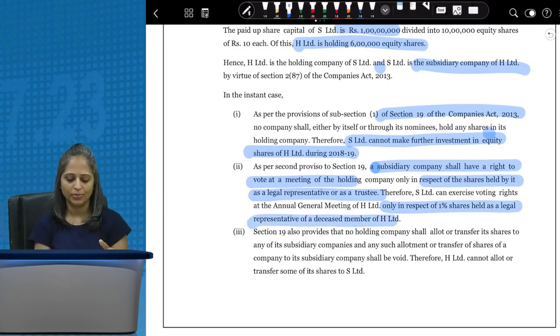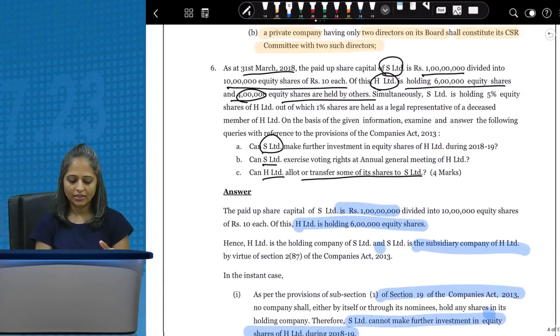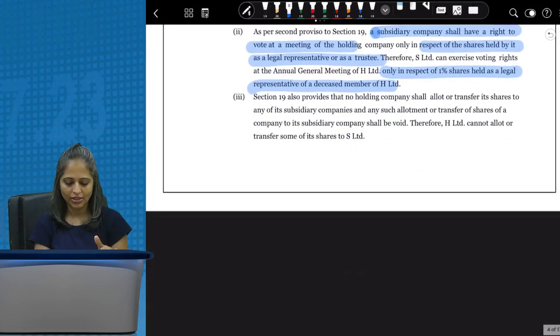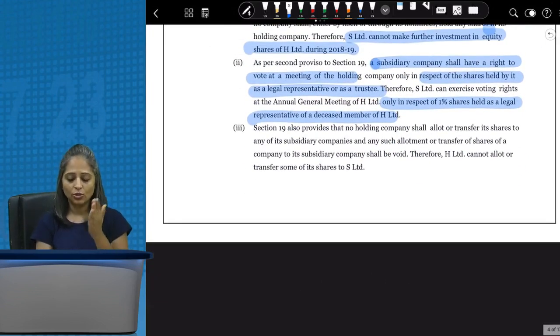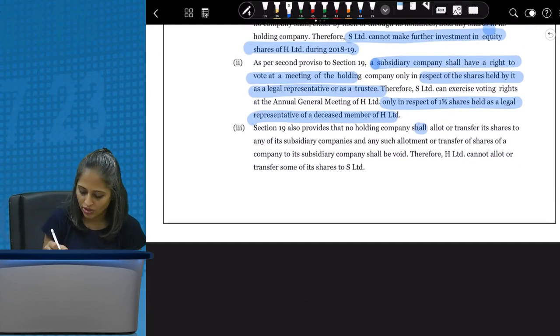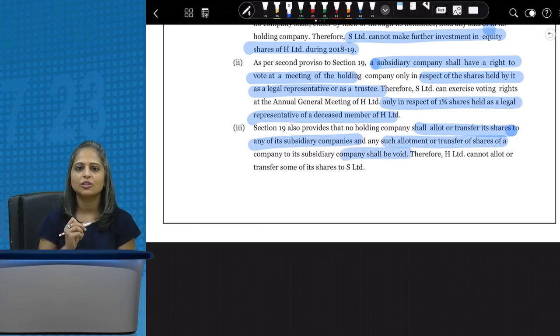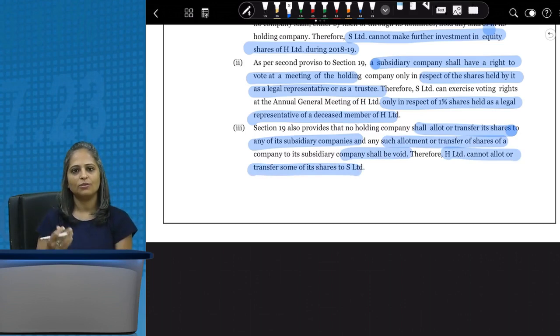Regarding the third question, can H Limited allot or transfer further shares to S Limited? Section 19 provides that no holding company shall allot or transfer shares to any of its subsidiary companies, and any such allotment or transfer shall be considered to be void. Therefore, H Limited cannot allot or transfer some of its shares to S Limited.